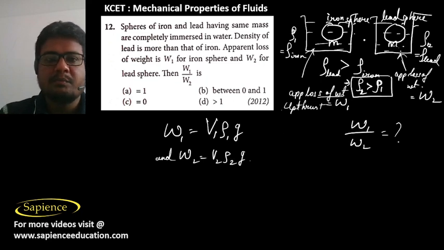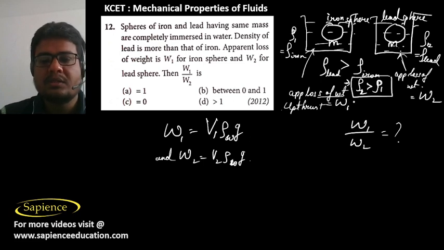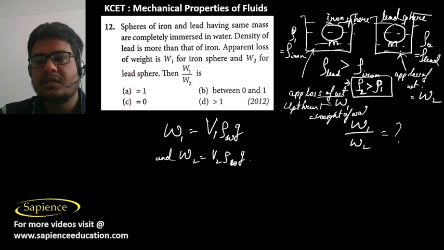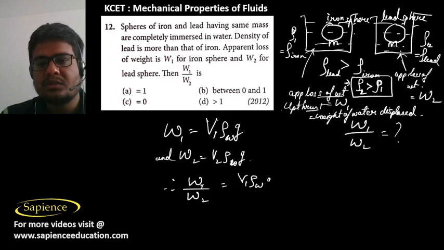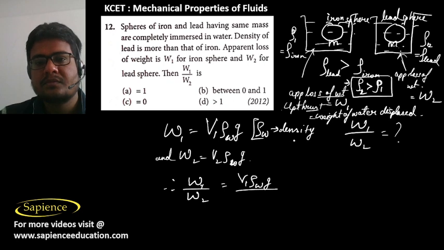And it is told that their masses are the same. The upthrust force is the weight of the water displaced by the sphere. Upthrust or the buoyancy force is the same as the weight of the water displaced by the sphere. So that is V1 into rho W into g, which is W1, and W2 is V2 into rho W into g. Now W1 by W2 is V1 into rho W into g divided by V2 into rho W into g, where rho W is the density of water. Since they are immersed in water, we should use the density of water here.